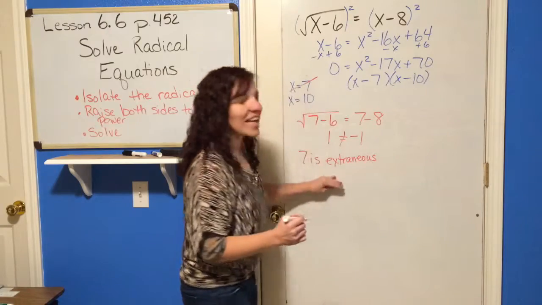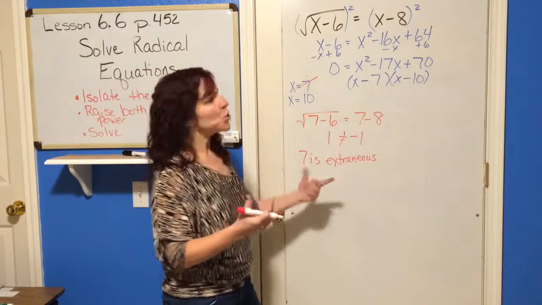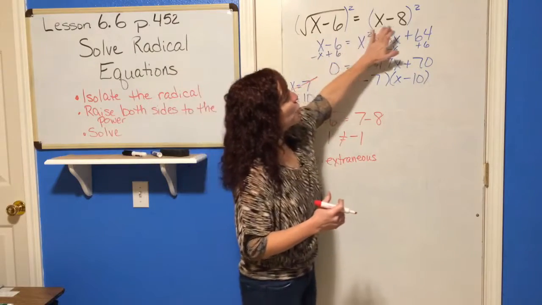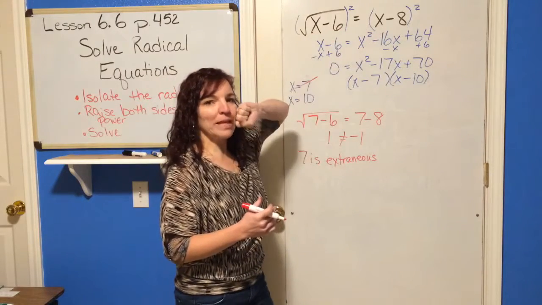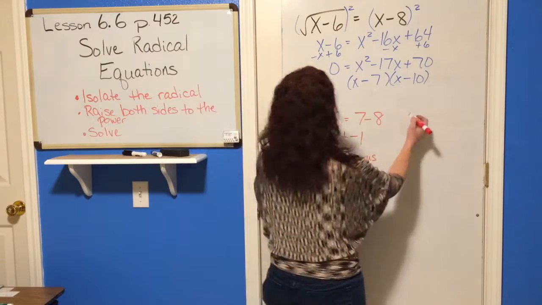So make sure you're checking for extraneous solutions. All right? If you get 2 answers and you don't have a squared term, then that probably means one of them is extra. All right? All right, so now we check the other one.